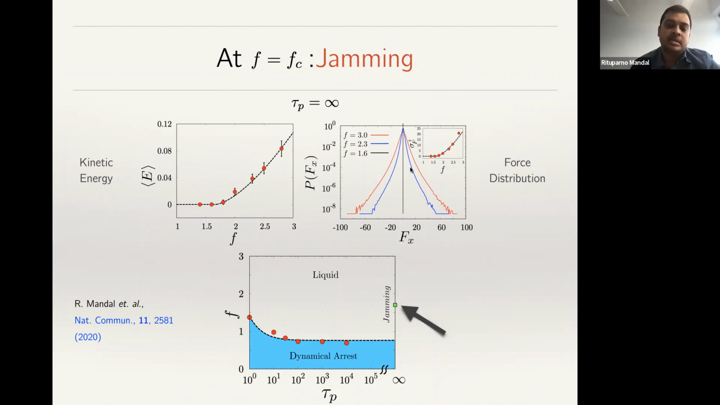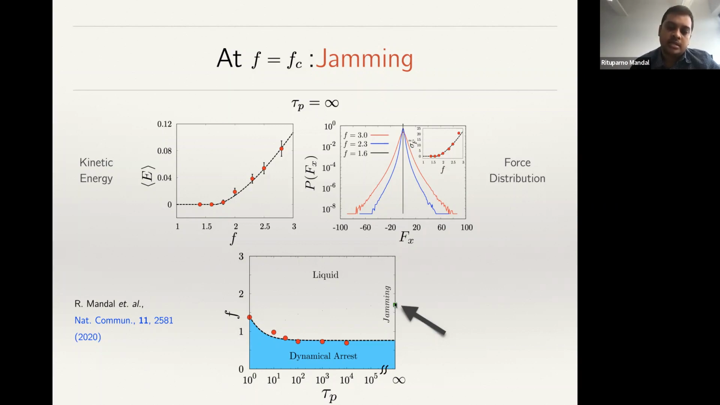And if it is force balanced, then the force on each particle is 0. That's why the distribution becomes like a delta function. So you can look at the width of the distribution and plot it as a function of F. From there, you can also get the point at which forcing the system becomes stuck. Right? And that gives you this green square over here.